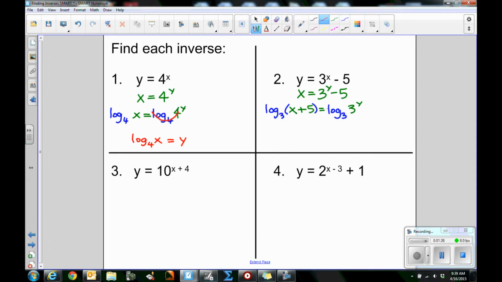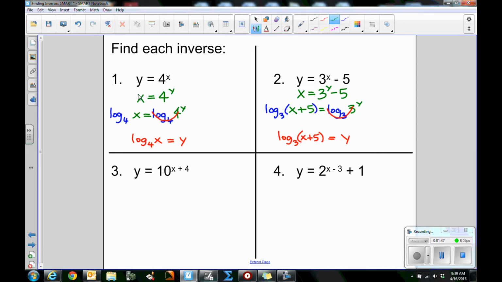We used log base 3 in order to activate the inverse property. It's important that x plus 5 is shown in parentheses to indicate that you take the logarithm of the entire expression. Order of operations is very important to show clearly.